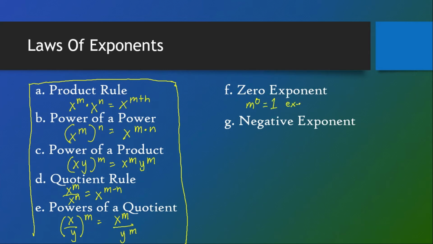Except 0 raised to 0. Kasi yan ay undefined. Kapag negative exponent naman, for example, we have m raised to negative x, bawal muna kasi tayo mag-exponent ng negative. Kailangan nating maging positive yan. Kaya ang gagawin ninyo, i-reciprocal nyo yan at magiging m raised to negative x, magiging 1 over m raised to x.